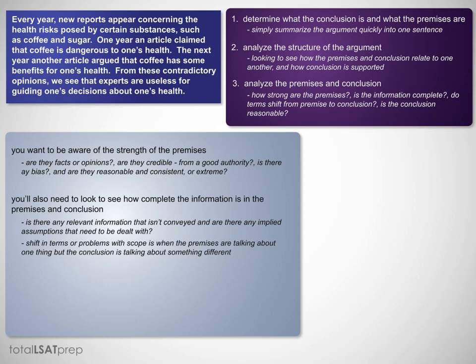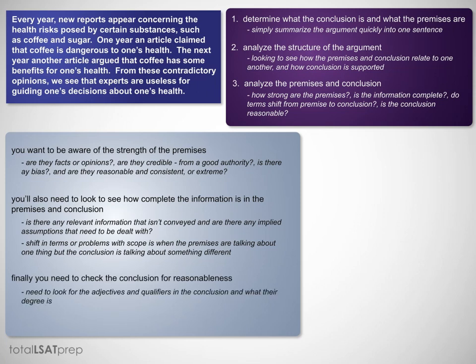A shift in terms or problems with scope is when the premises are talking about one thing but the conclusion is talking about something different. And then finally, you need to check the conclusion for reasonableness. So you need to look for the adjectives and the qualifiers in the conclusion and what their degree is. Do they have an extreme conclusion using extreme language based on support that isn't as extreme, that doesn't warrant that?